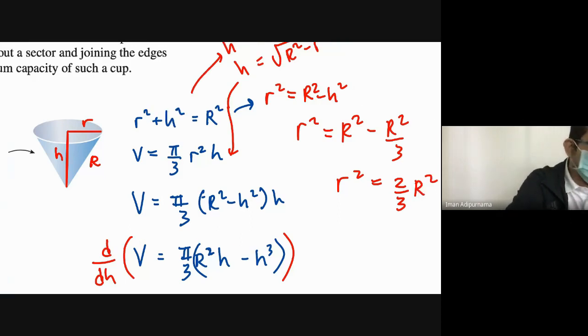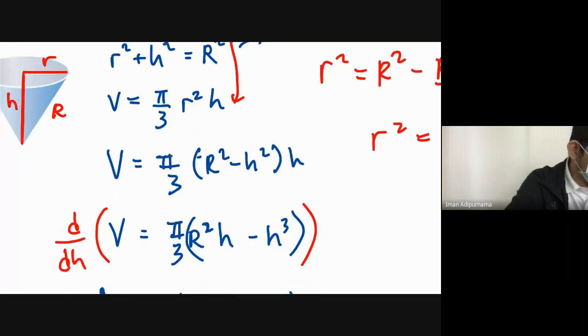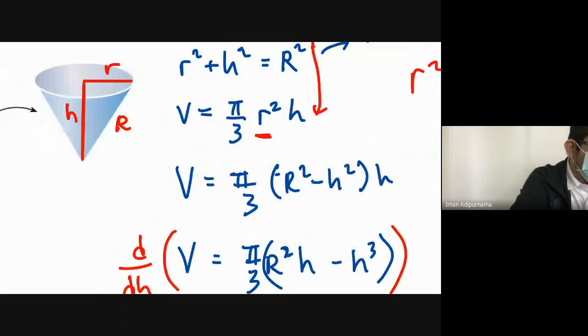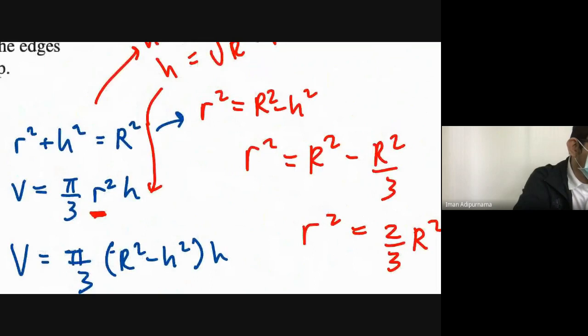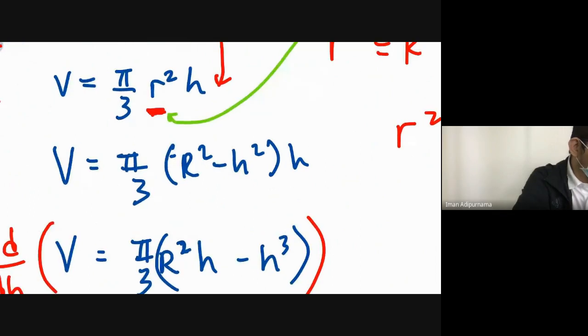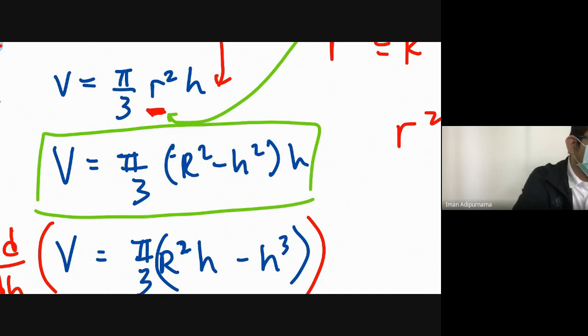If I take the derivative of h, because the volume has the r squared, then r squared we can take this one here. We can take the big R squared minus h squared. We can substitute this to here, and we now have this volume equation. Remember this R is a constant, right? A constant, and we have a nicely volume equation with h as a variable.